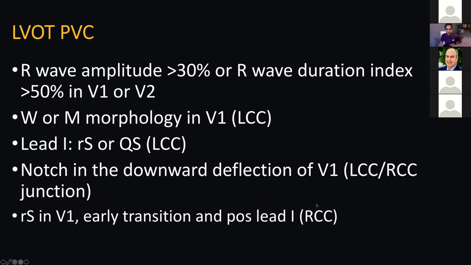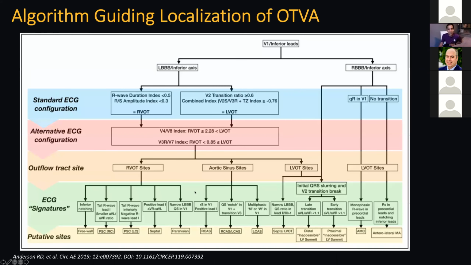Since the right coronary cusp is more rightward, you're going to see more positivity in lead 1 compared to the left coronary cusp, something to keep in mind. At the end of the day, we can talk about these ECG features all we want. You've got to just go out there and map it. This is a nice algorithm. I use this once in a while, it's fun.